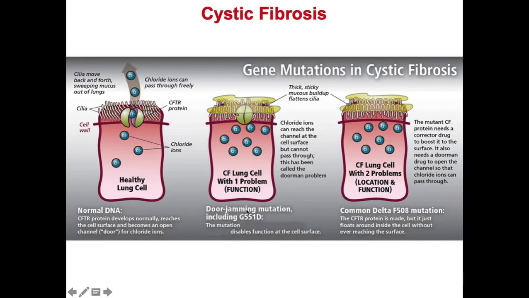But then we do have a single mutation, and here the example is a glycine at position 551 is replaced with D, which is an aspartic acid. So we're going from glycine, which is a neutrally charged amino acid, because its R group just has a hydrogen atom, to aspartic acid, which will have a carboxyl. So we're getting a negatively charged amino acid there.